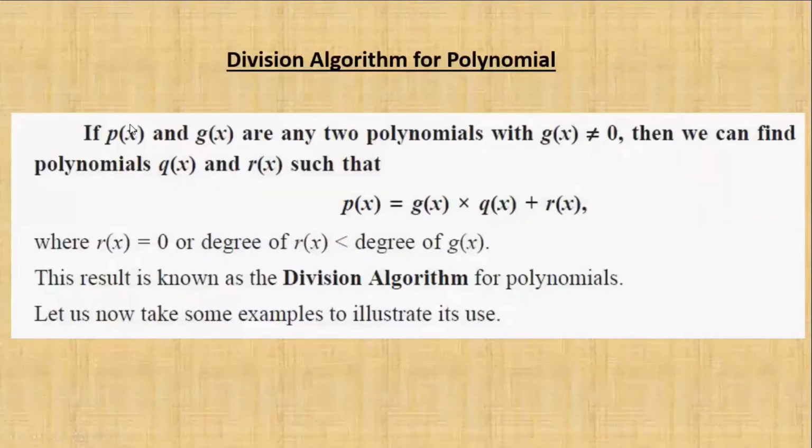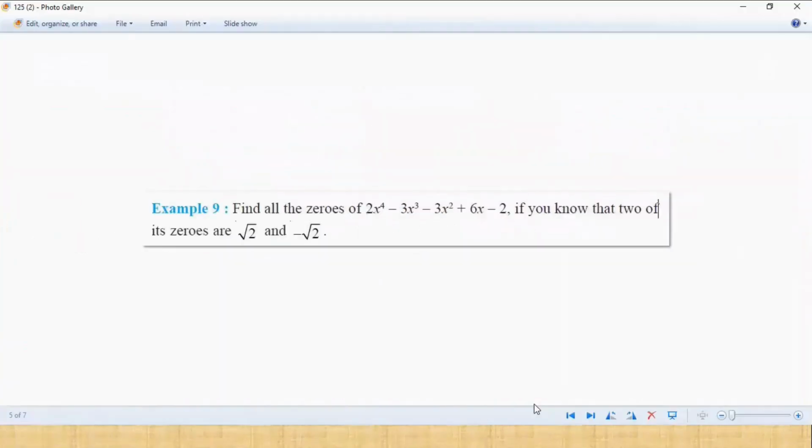Division algorithm: for two polynomials p of x and g of x, with g of x not equal to 0, we can find a polynomial q of x as quotient and r of x as remainder. Then we can write the relation between these four as p of x is equal to g of x into q of x plus r of x, and this is called the division algorithm for polynomials. Okay, so this is one question.